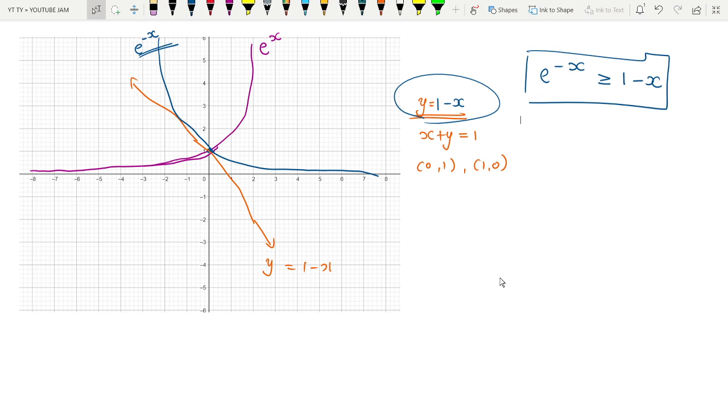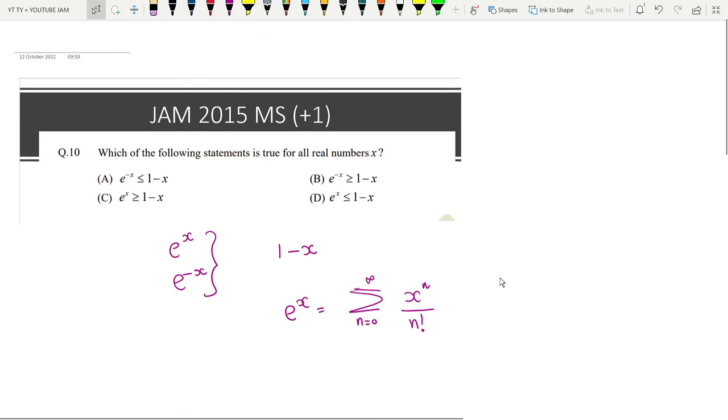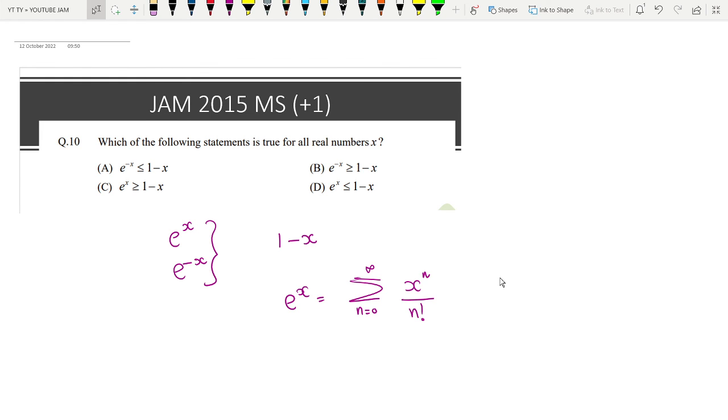What about e raised to x? Half of the time this purple line is above that orange line and half of the time it is below. For x greater than or equal to 0, e raised to x is greater than or equal to 1 minus x. For x less than or equal to 0, e raised to x is less than or equal to 1 minus x. But for all real numbers, nothing is true, so we are not interested in it. The only result that is true using the graph is e raised to minus x greater than or equal to 1 minus x.